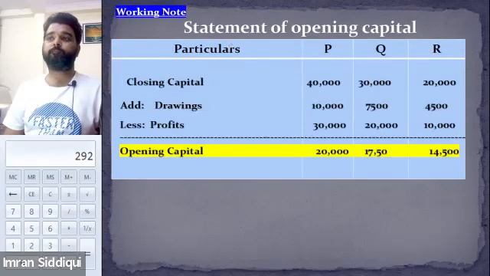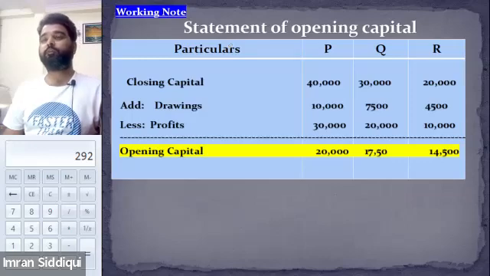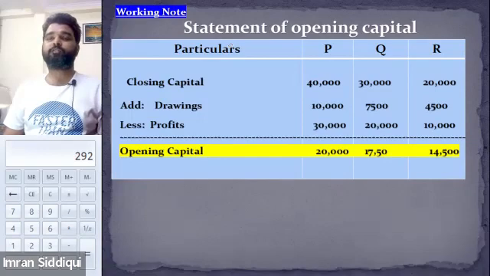This is the working. In this working note, I have calculated the opening capital balances of the partners by adding the drawings and subtracting the profit out of the closing capital. So I hope everything is clear to all of you guys. So this is it for today's class. We will continue from this point onward.